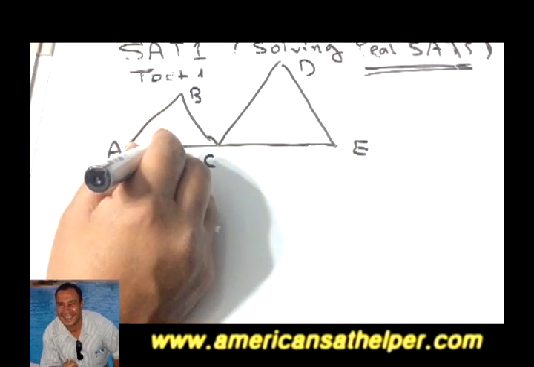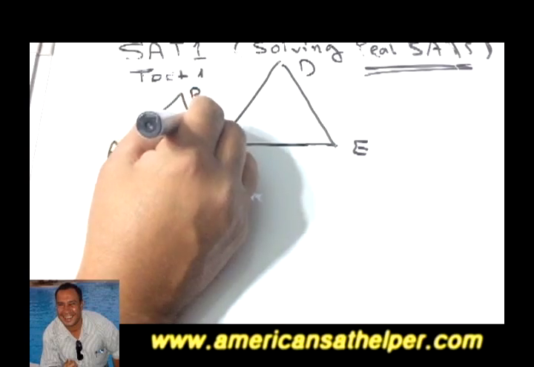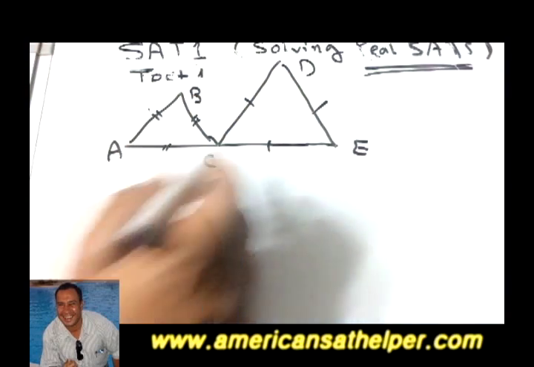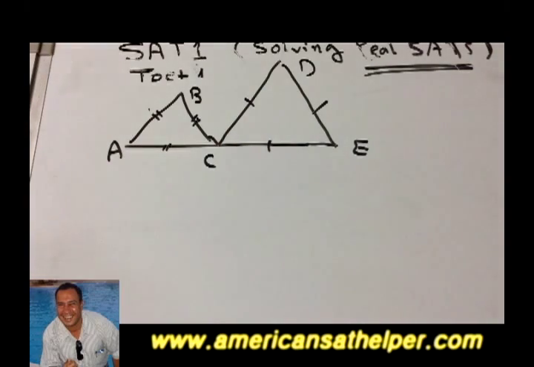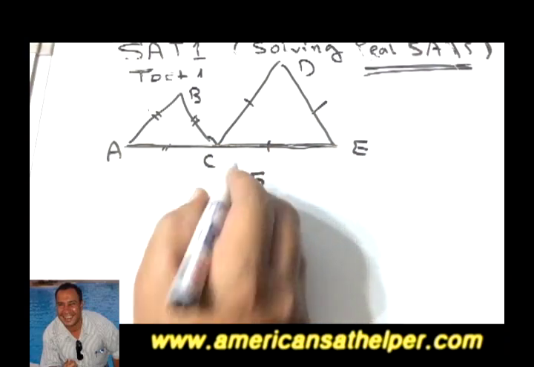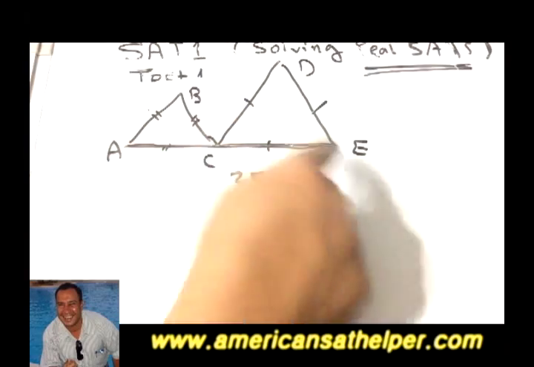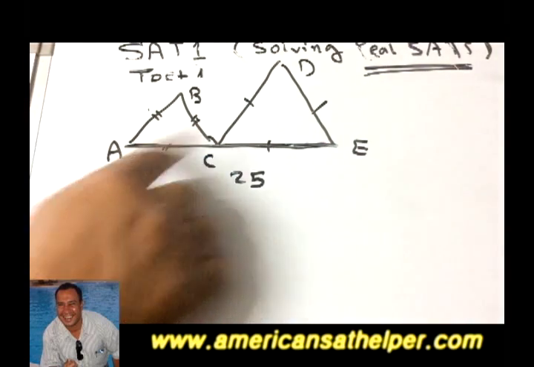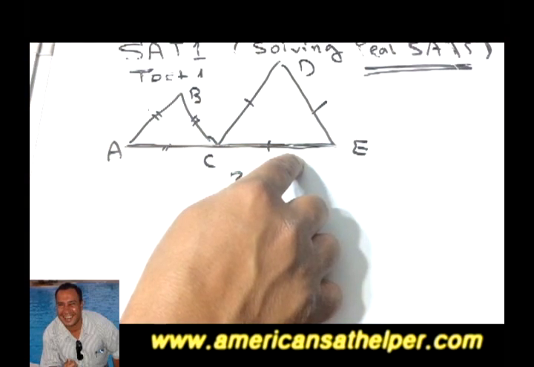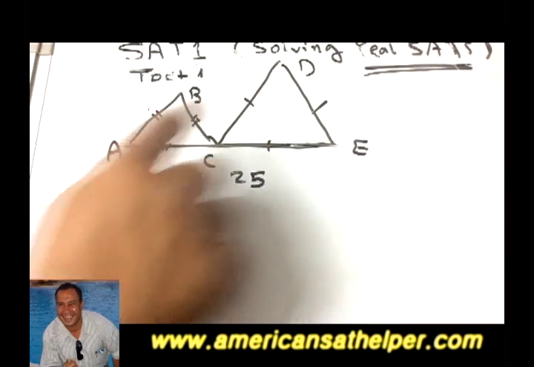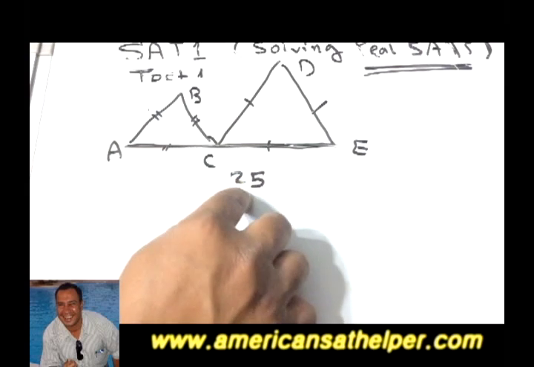It means the sum of all sides in each triangle are equal. The three sides here are equal. The three sides here are equal. He said that AE is 25. Imagine with me. AE is the sum of a side of the small triangle and a side of the large triangle. So the sum of a small side and a large side is 25.